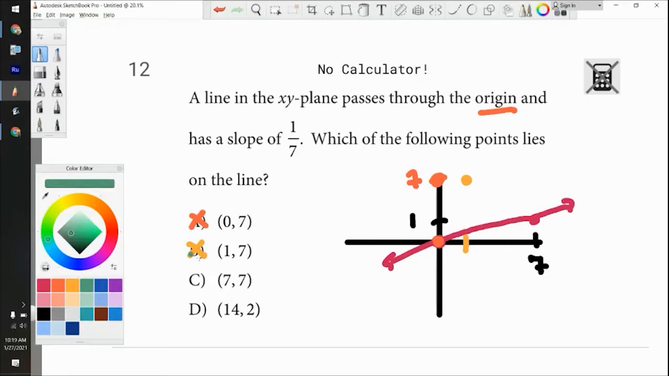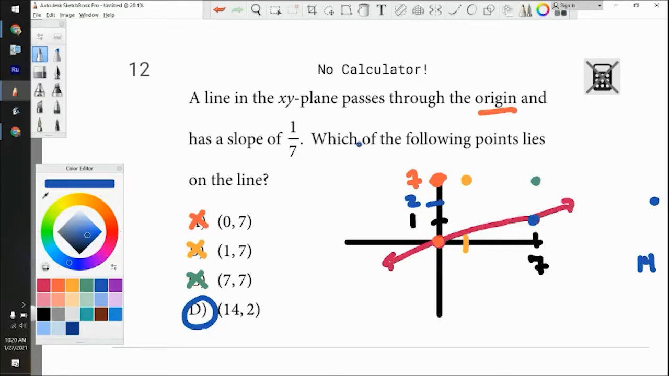Okay. 7, 7. Well, here's 7, and 7, 7's up here. So there's no way it could be that one either. Which means the only other possible answer would be D, 14 and 2. Which does make sense because it goes up 1 over 7. So here's 7, 1. If I went up 1 again to 2, I know this is not to scale, but if I went up 2 over 7, it would be at 14, right?